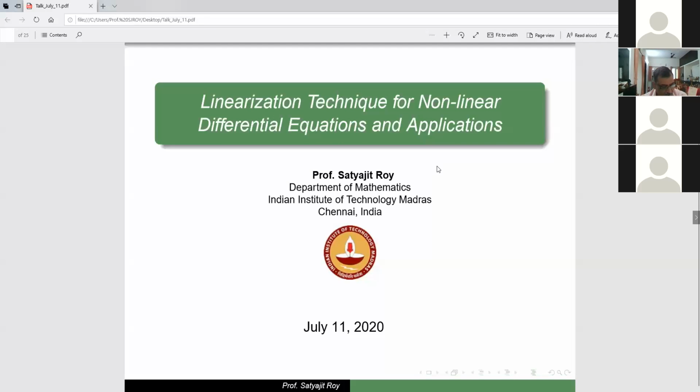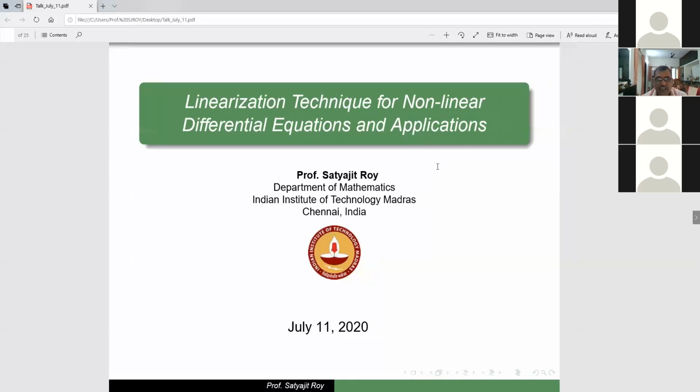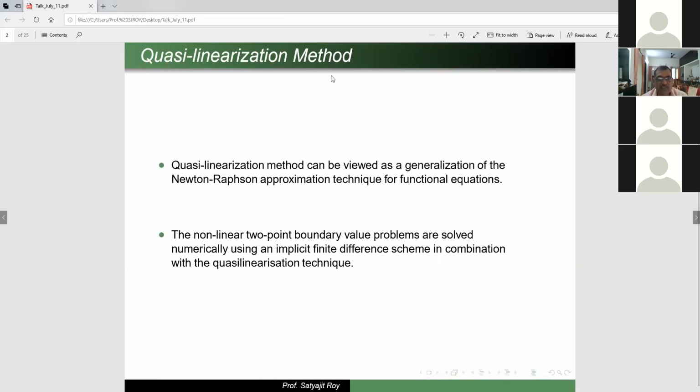Now here the idea is we are using this technique. I'll explain it. The quasi-linearization method can be used as a generalization of the Newton-Raphson approach. It is just a Newton-Raphson type method using Taylor series for functional equations. So our problem is a nonlinear two-point boundary value problem for ODE or PDE, whatever it is. You can solve using a combination of finite difference and this linearization technique.